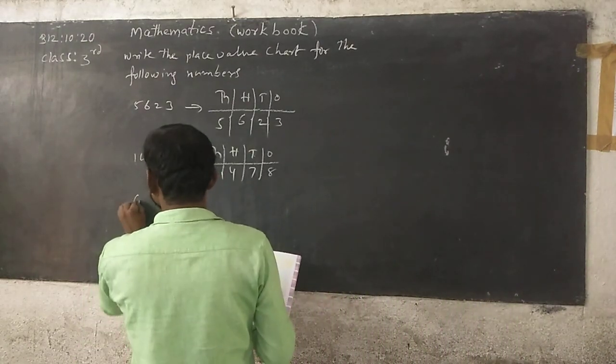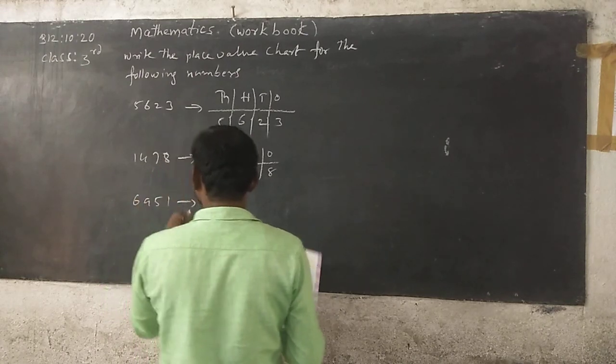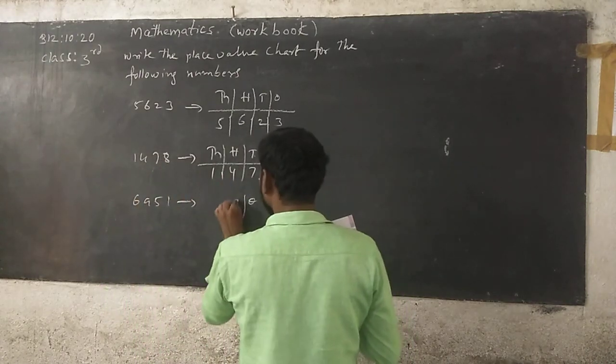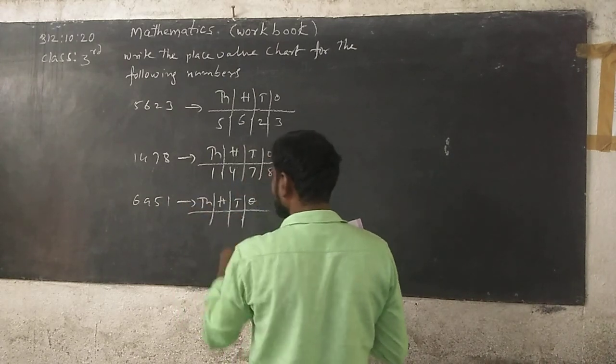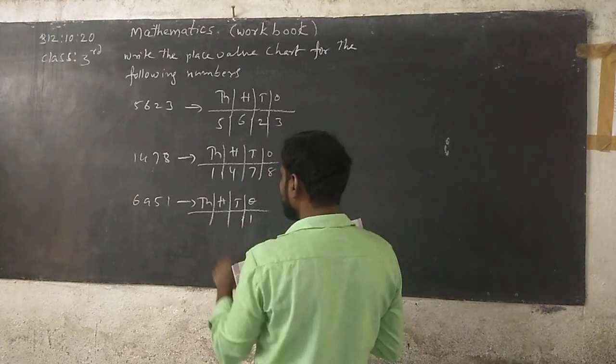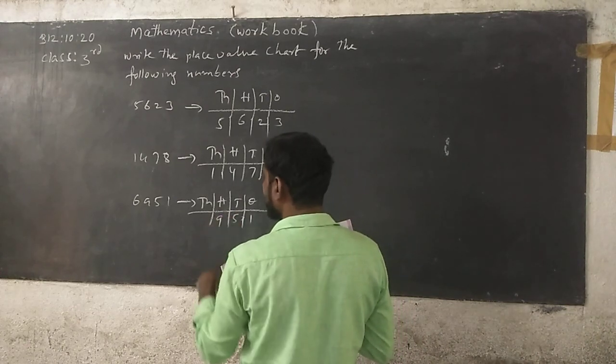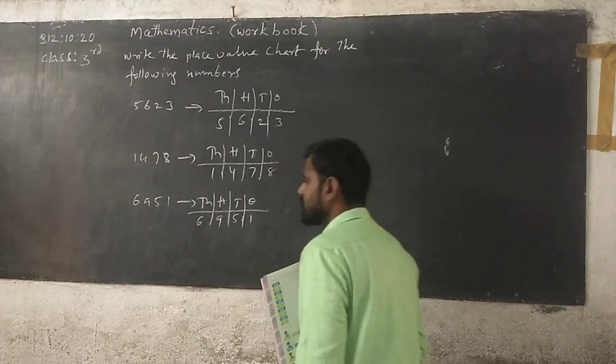Next, 6951. Ones, tens, hundreds, thousands. See here, 1 is in ones place, 5 is in tens place, 9 is in hundreds place, 6 is in thousands place.